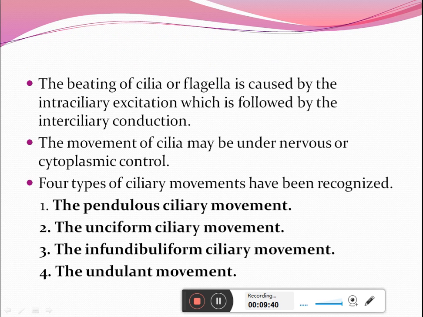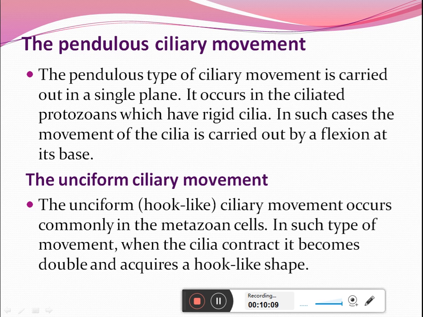The beating of the cilia or flagella is caused by intraciliary excitation, which is followed by interciliary conduction. The movement of the cilia may be under nervous or cytoplasmic control. There are mainly four types of ciliary movements: pendulous ciliary movement, unciform ciliary movement, infundibuliform ciliary movement, and undulant movement.